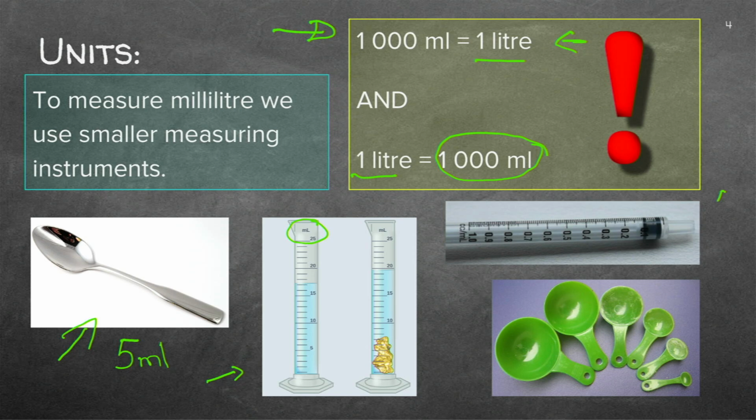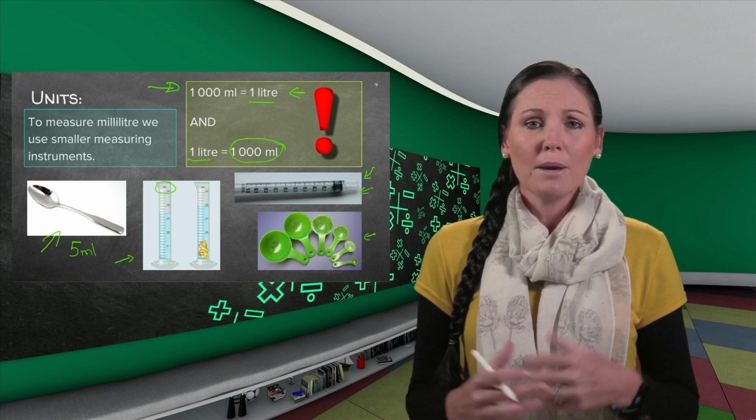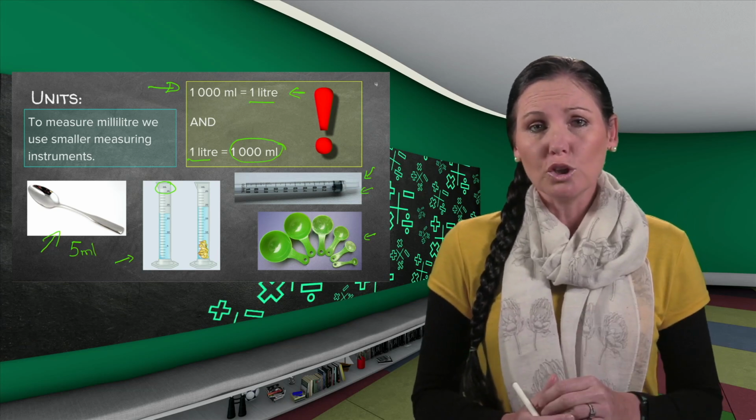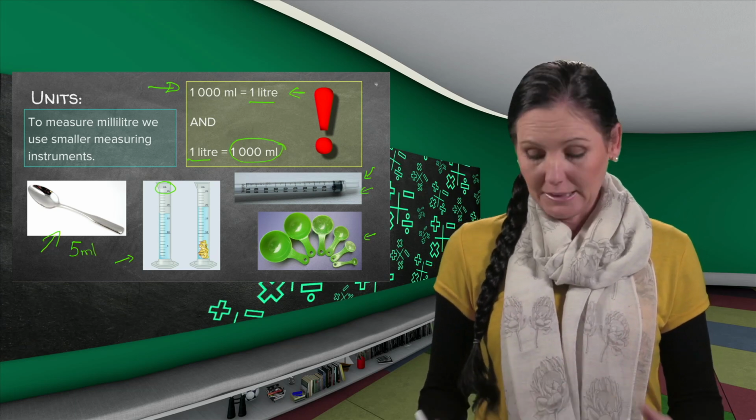You can use that to measure. I know a lot of times when you have to drink medicine, you use this to measure 5 milliliters or 2.5 milliliters, because it's smaller units you work with. And then you've got your measuring spoons that you can use at home when you're busy baking a cake and you need only 2 milliliters of salt to put in your pancake mix. You're going to use this. So milliliters are small units, so you use small measuring instruments to measure milliliters.